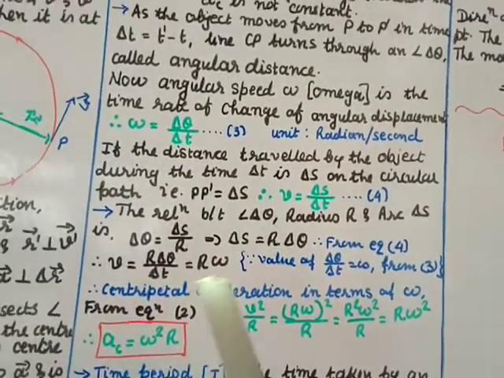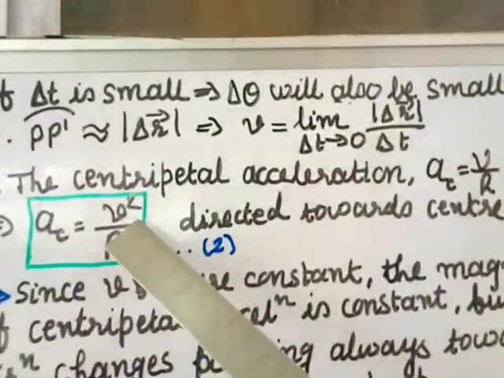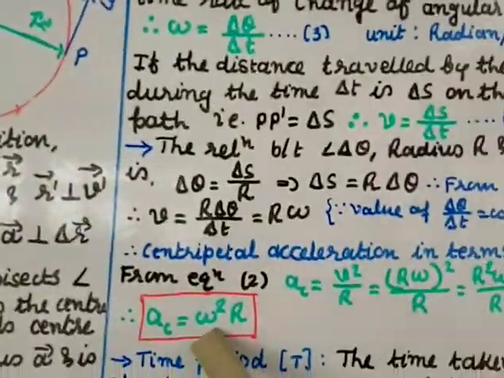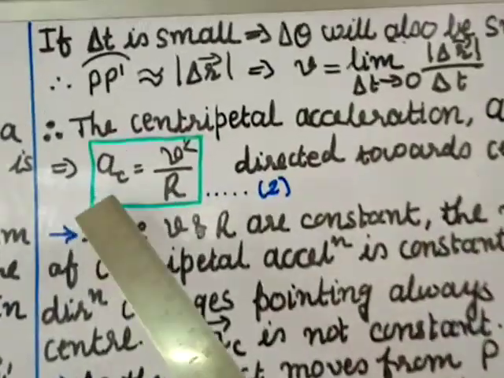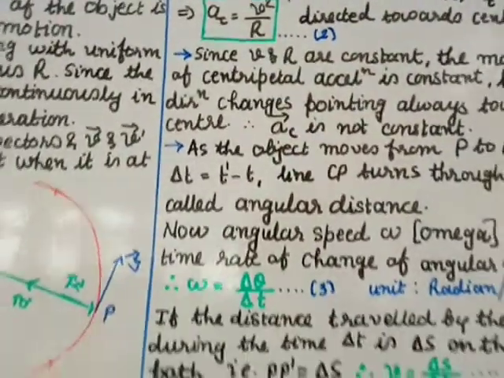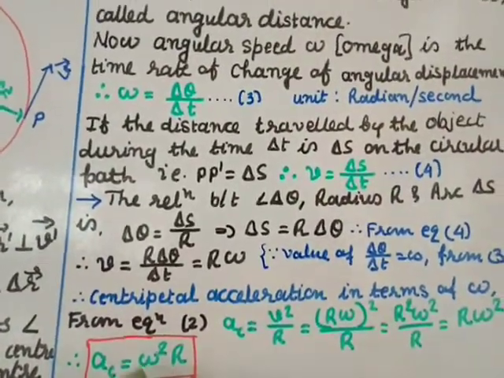So we have found the centripetal acceleration in two forms. One is in terms of linear speed, and this is in terms of angular speed. So both formulas you remember: a_c equal to v square by r, which is only for the centripetal acceleration, and the other one is omega square into r.